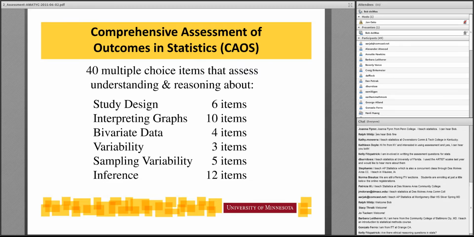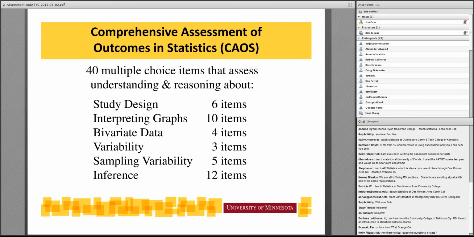And you can see by the distribution of items, there's more emphasis on interpreting graphs and on statistical inference per se. But the other areas are also emphasized too. But that's where most of the emphasis is.